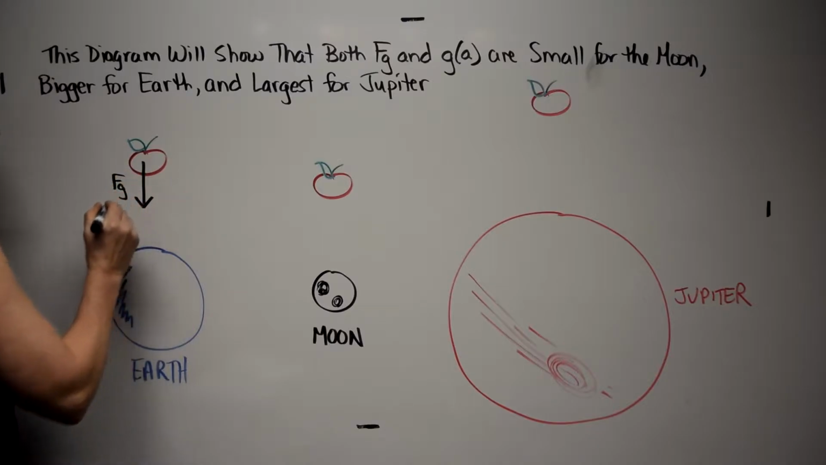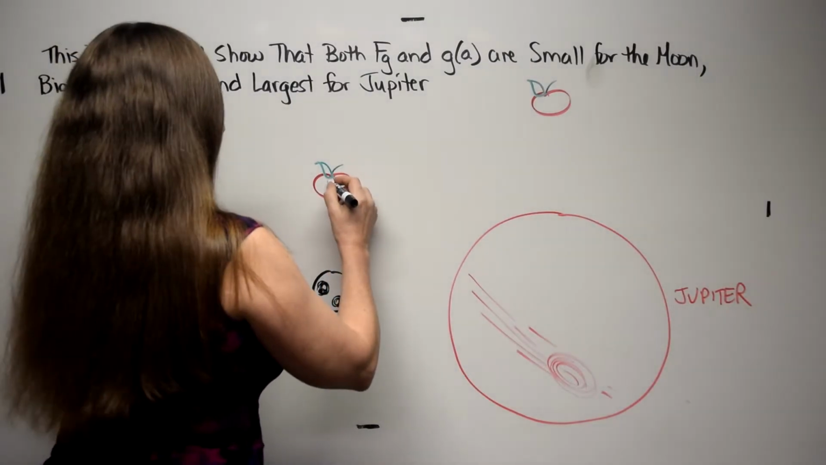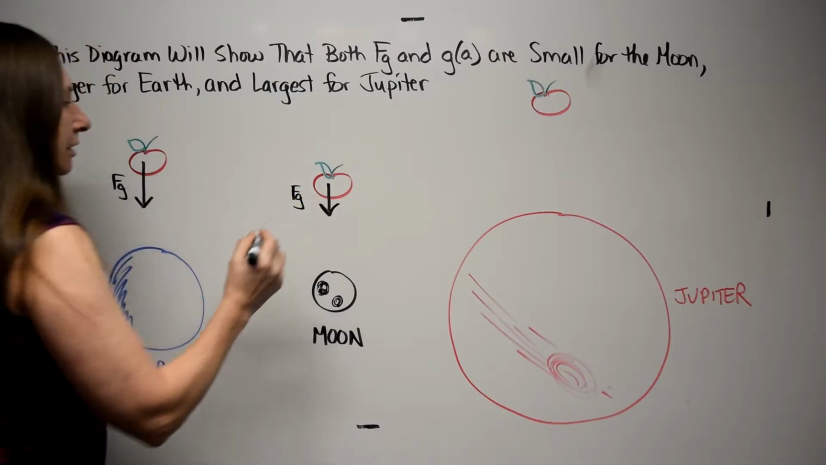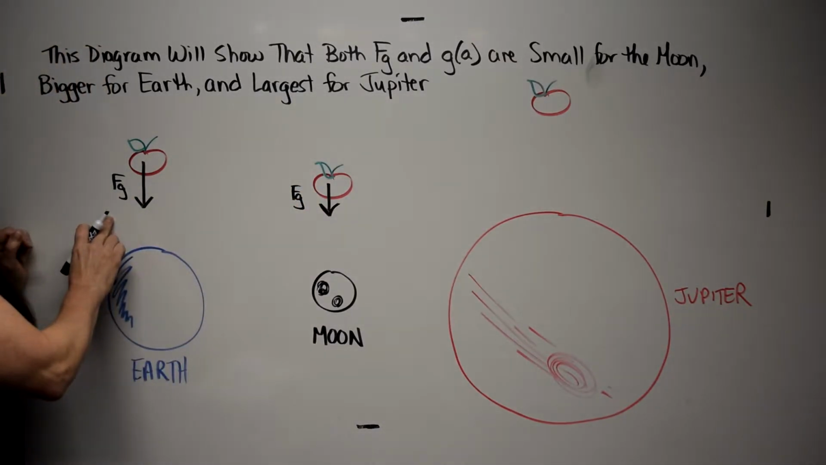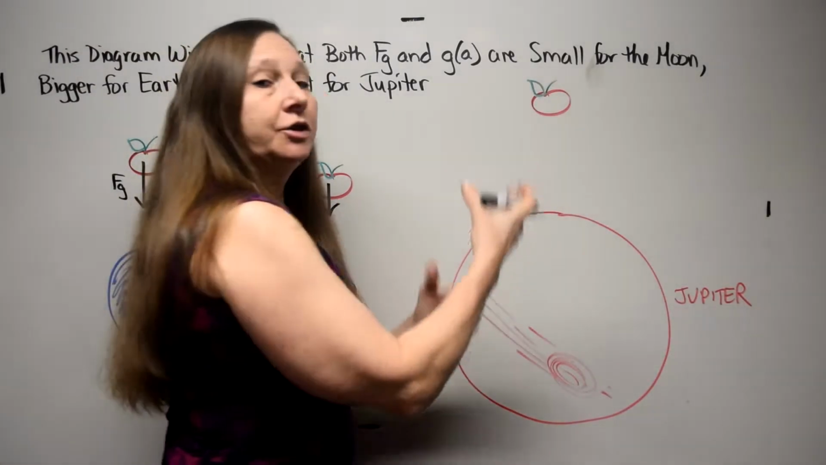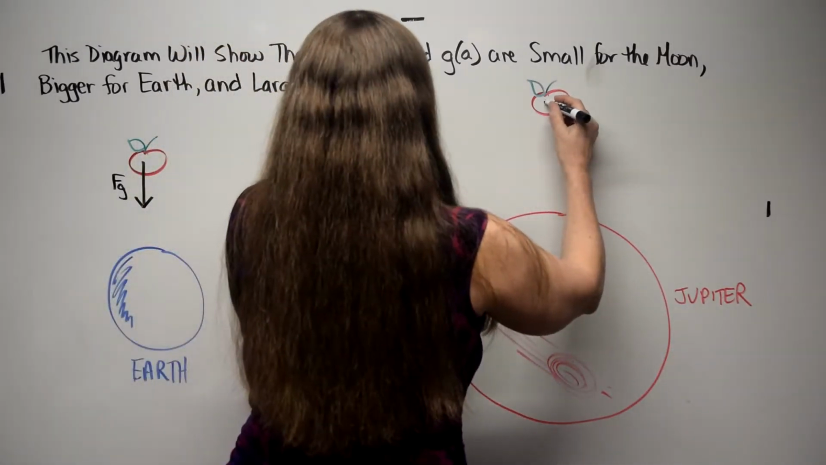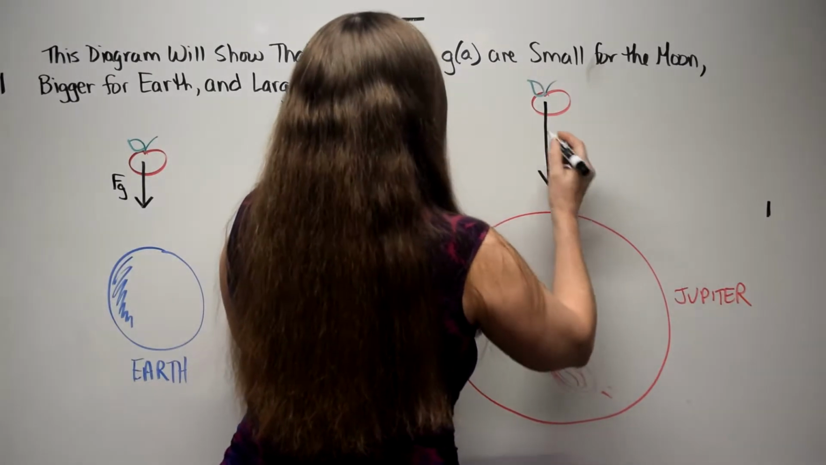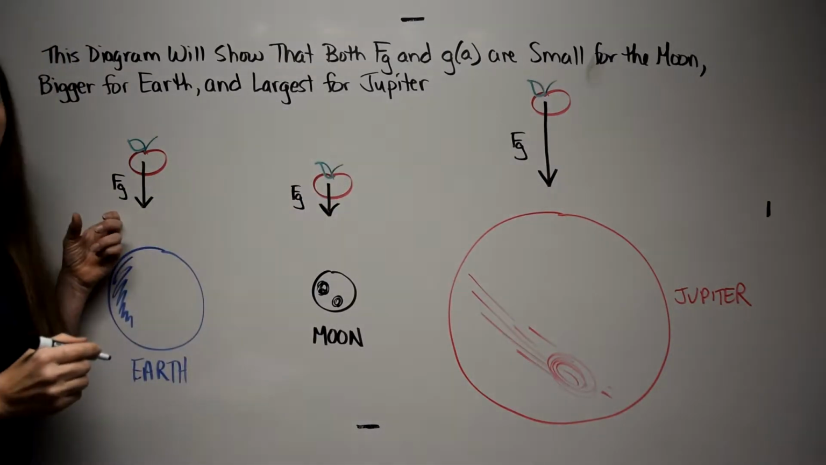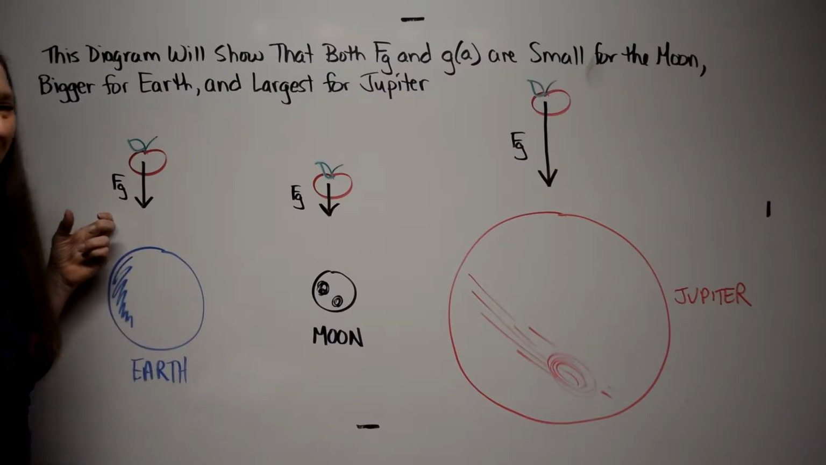Fg. The Earth exerts a gravitational force on the apple. The Moon exerts a gravitational force on this apple. But this gravitational force is smaller than the one that the Earth exerts on the apple. Jupiter exerts a downward pull, a gravitational force on this apple. And we know that this gravitational force is larger. It's a larger magnitude than that which is on the Earth, on the apple that is near the Earth.